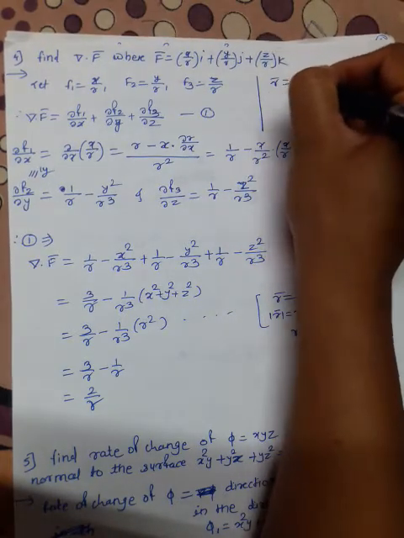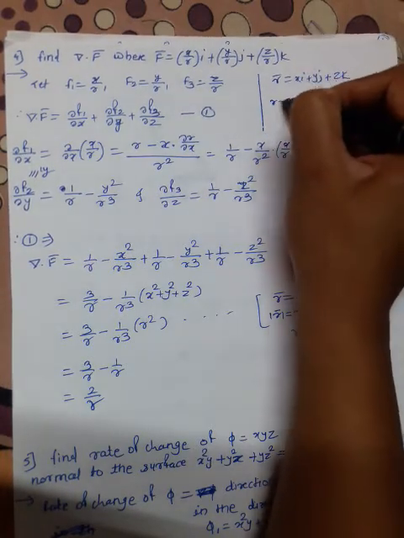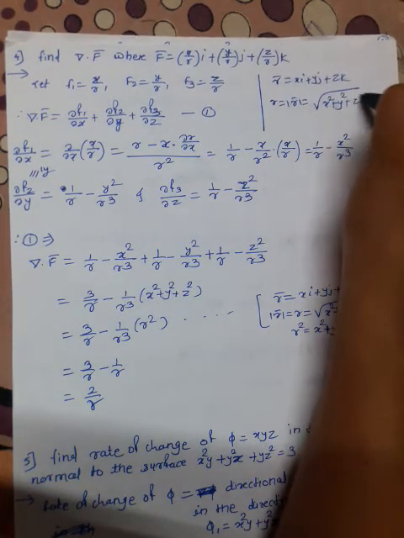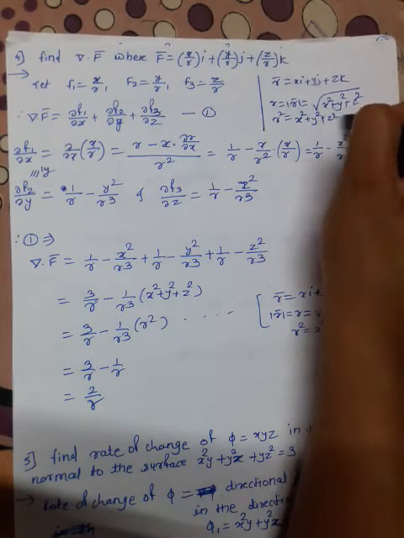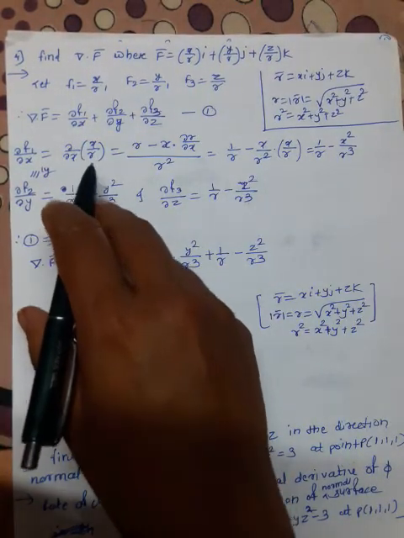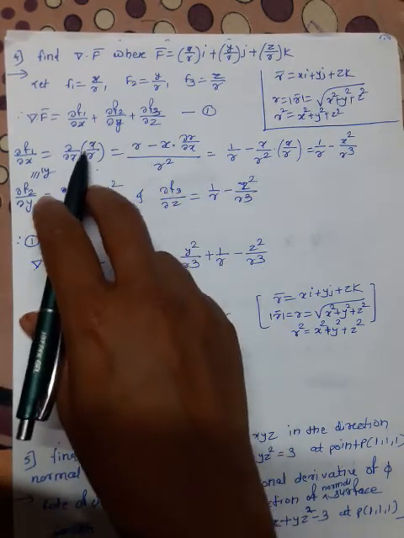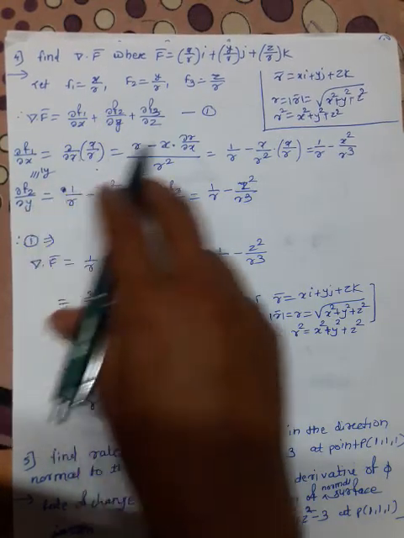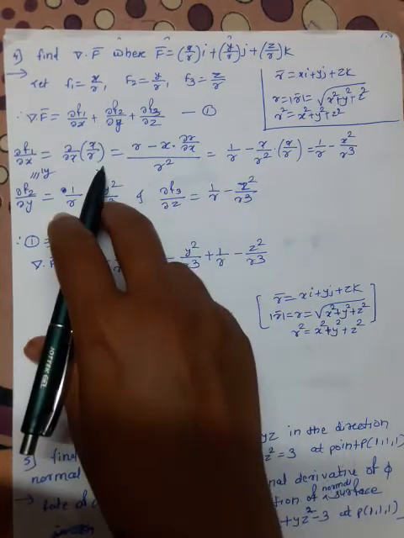Because what is r? We have already seen this. R bar is xi plus yj plus zk, and r is its magnitude, under root of x square plus y square plus z square. Taking square on both sides, we get r square is equal to x square plus y square plus z square. Now for the derivative of this we have to use the u by v rule: v into derivative of u with respect to x, minus u into derivative of v with respect to x, divided by v square, which is r square.